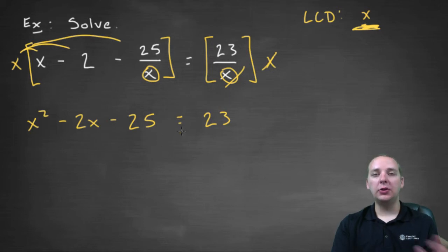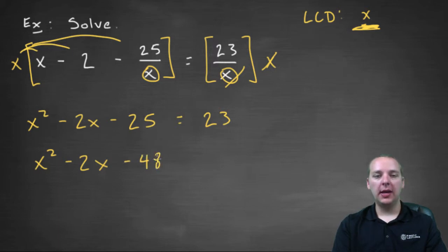This is a quadratic equation, and again, notice there's no fractions there. We're really good at solving quadratic equations. We've done that for some time now. We know that we're supposed to set this equal to 0 and then try to factor it. So we'll have x squared minus 2x minus 25 minus 23 will make minus 48 equals 0.